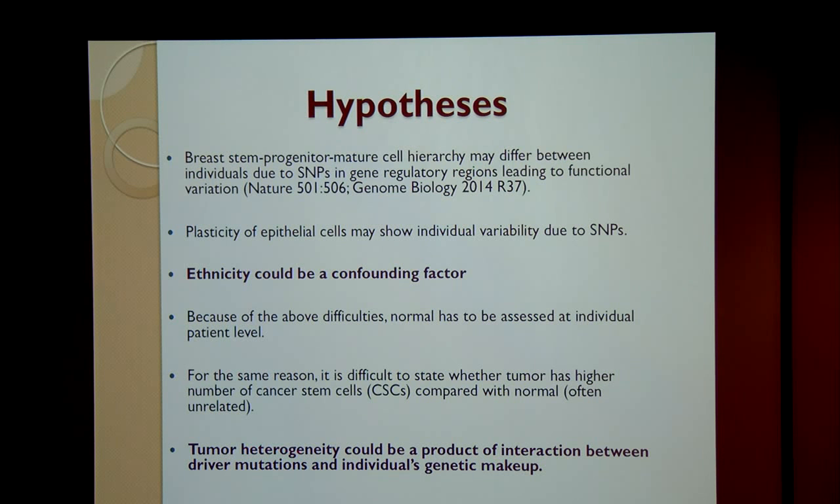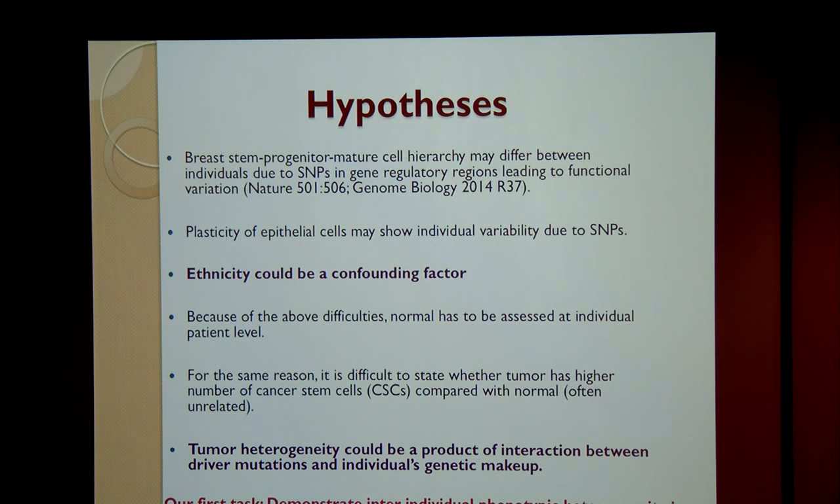And again, the tumor heterogeneity, in my opinion, is not just derived from the mutations in the genome, but it's the complex interaction between our own genetic makeup and the mutation. That is the end product of that. Okay, the heterogeneity is coming from that. So our first task is to demonstrate the inter-individual phenotypic heterogeneity in the normal breast. Now, I brought in ethnicity as one of the confounding factors.